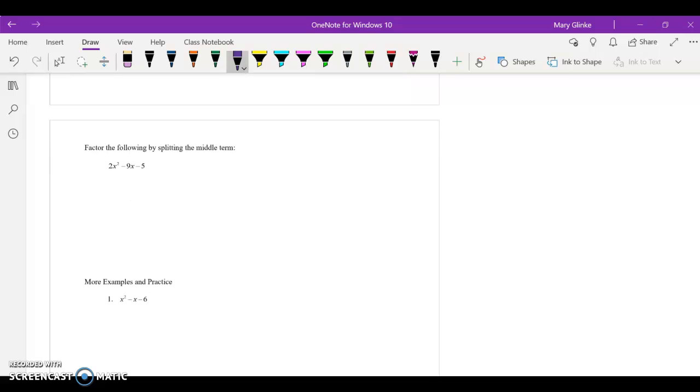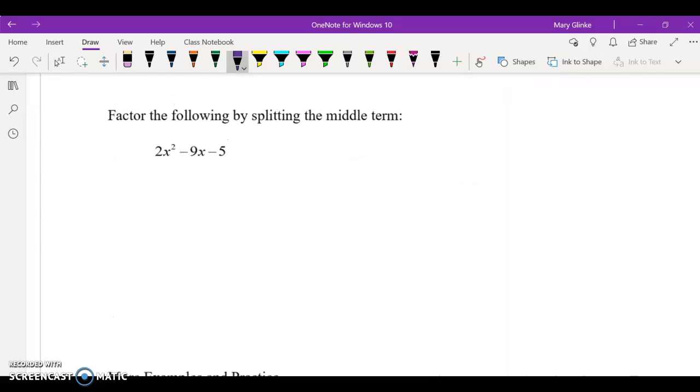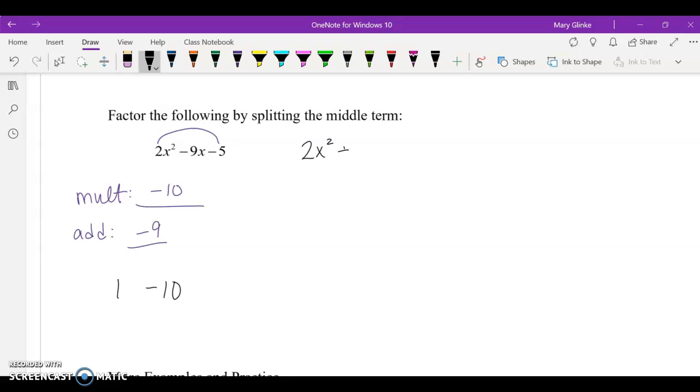So let's try another one here. We're going to factor this by splitting the middle term. So for this one, we're looking for what multiplies to get a times c, which in this case is negative 10, but yet adds to get negative 9. So you think through your number pairs, 1 and 10 are going to have to be the ones, and the 10 has to be the negative one. So I'm going to split my middle term like we did yesterday: 2x squared plus 1x minus 10x minus 5.